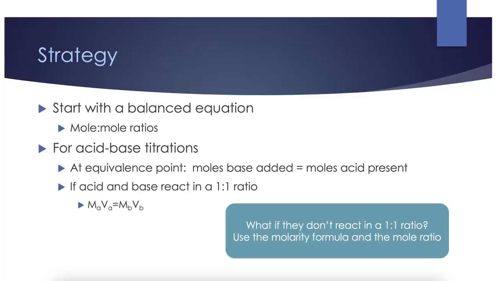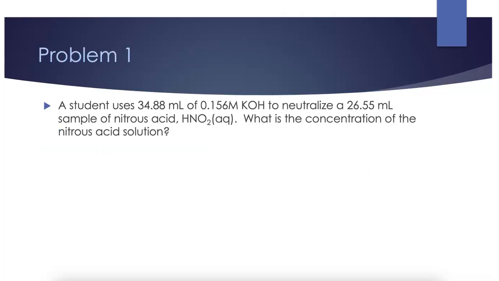If they don't react in a 1-to-1 ratio, then you're going to need to use the molarity formula and the mole ratio. The molarity formula is really important when you're doing acid-base titrations and those calculations. I've got a webcast on the molarity formula, and if you don't feel comfortable with the molarity formula, you might want to go watch that and then come back to this webcast. So let's go through and work through a sample problem.